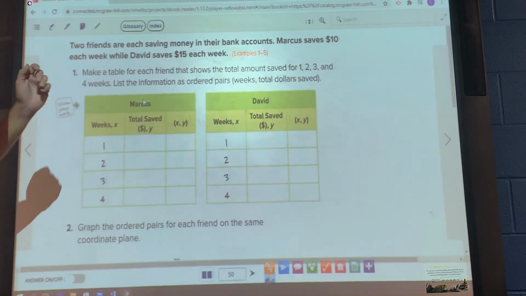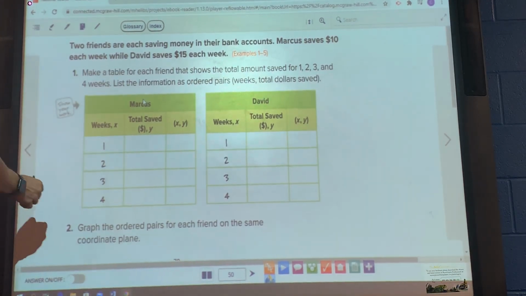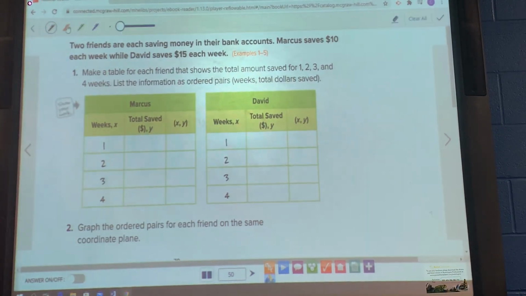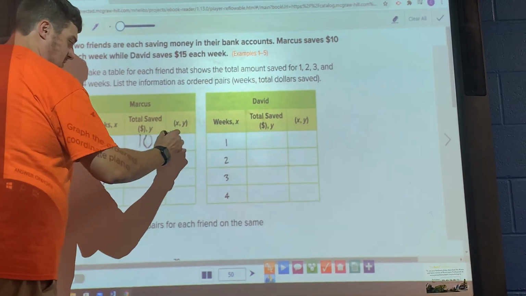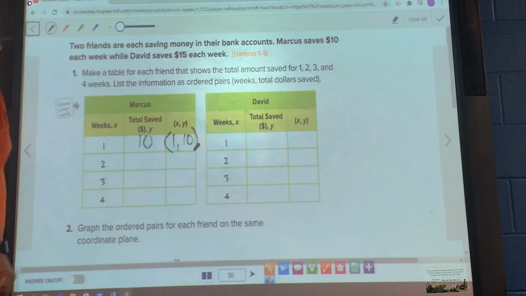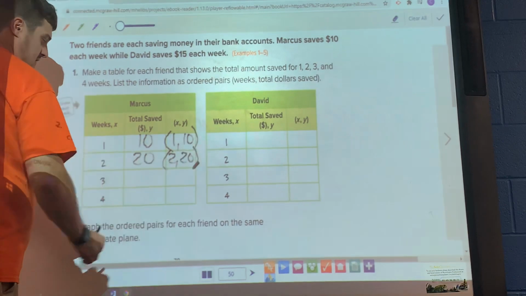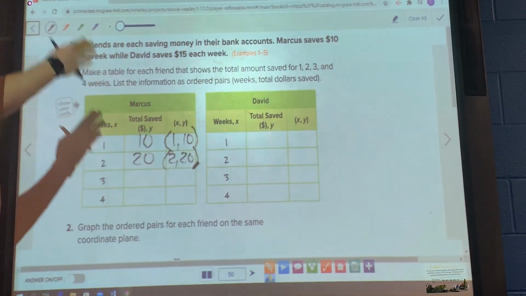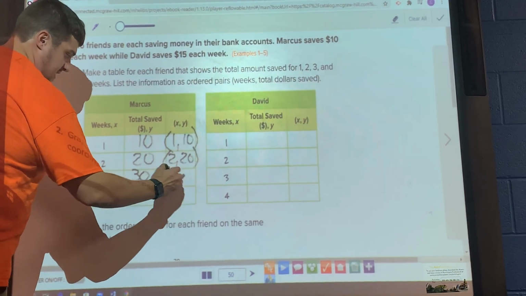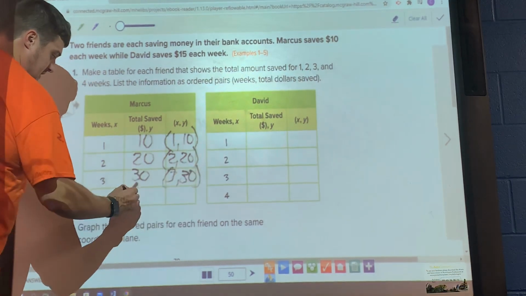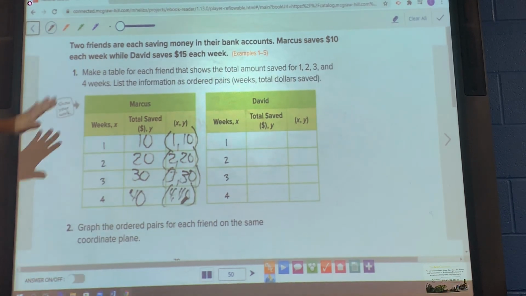Remember, weeks represents our X. Total saved, which is money, represents our Y. Marcus saves $10 per week, so we're going to fill this table in. After 1 week, he has $10, so our ordered pair would be 1, 10. After 2 weeks, he would have $20: 2, 20. Remember, X, Y. It always goes X first, Y second. Always. It will never change. So 3, 30. And then 40 for the last one, so we got 4, 40. Marcus is done.